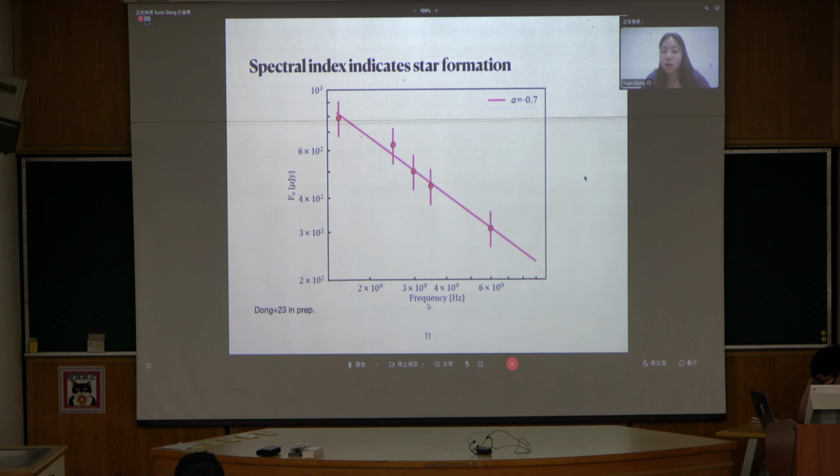So with the radio observations we have, we can also plot the SED, again with the flux on the y-axis as a function of the frequency. We just fitted the observation with a simple power law, and the spectral index came out to be 0.7. Which is actually what you would expect for star formation, and it usually ranges between 0.7 to 0.75. And this indicates that maybe there is some ongoing star formation within the host galaxy.